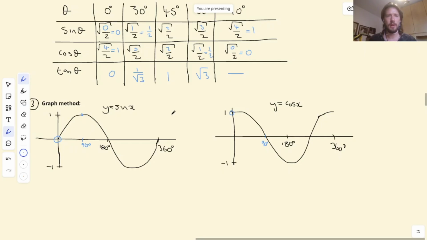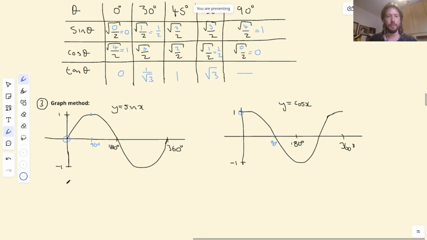Now, what about the 30 and 60 degrees? Well, there are two values that they can have. You might have noticed they can either be 1/2 or they can be root 3 over 2. So let's draw the line of y equals 1/2 and y equals root 3 over 2 on top of these two lines.